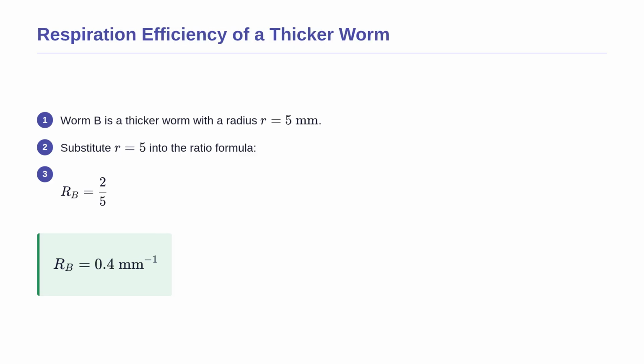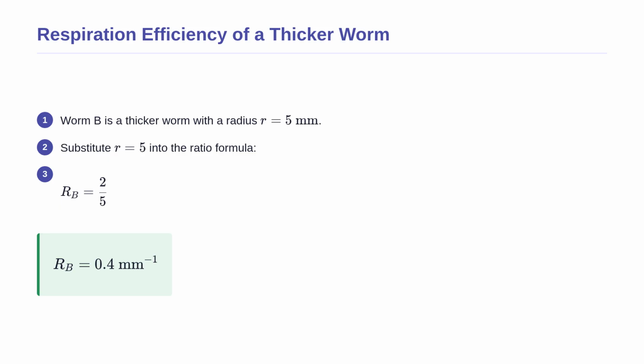Having seen the ratio for a thin worm, let us perform the exact same calculation for a thicker worm, worm B. We substitute its radius of 5 millimeters into the denominator of our equation. Dividing 2 by 5 yields a much smaller ratio of 0.4 inverse millimeters.